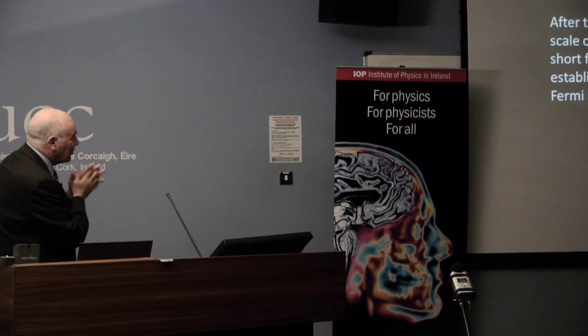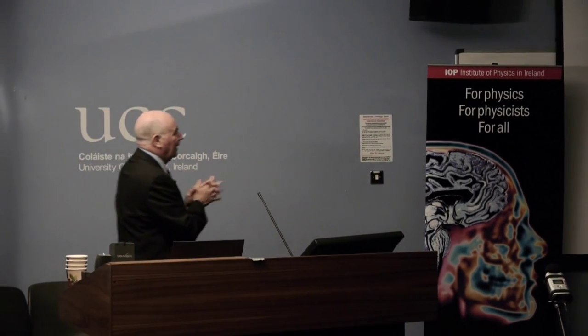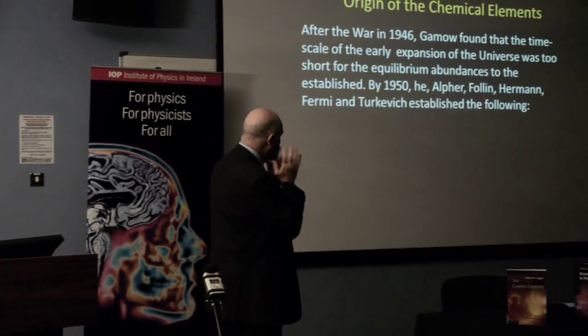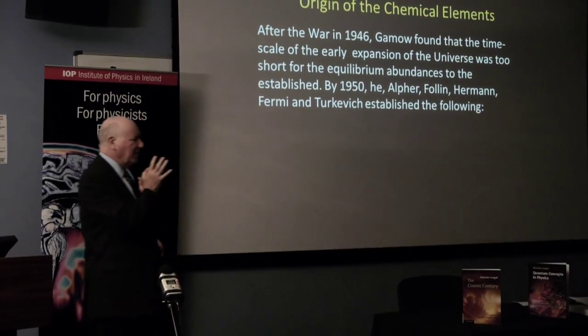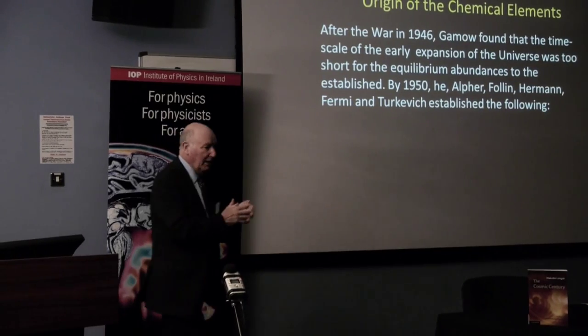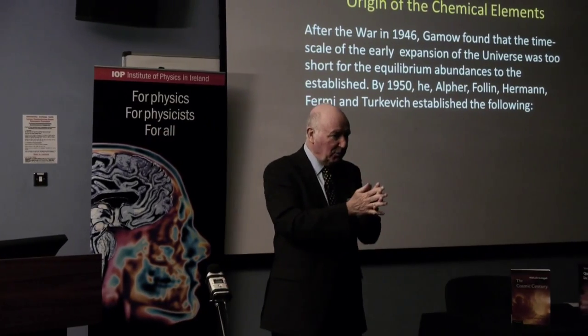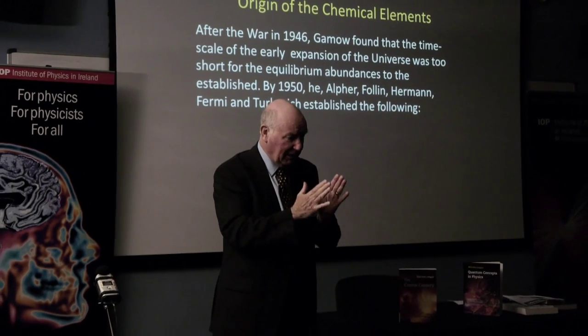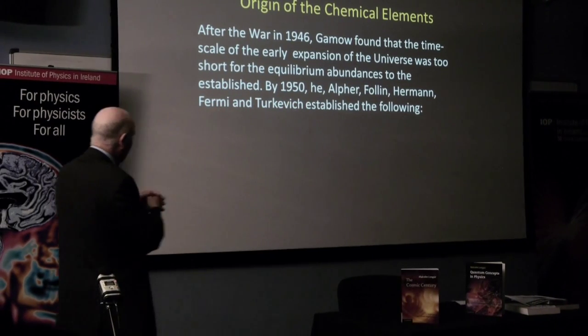Now, after the war, George Gamow found that the timescale for the early expansion of the universe was far too short for the equilibrium abundances of the elements to be set up. In other words, if you take the standard world models, they expand very, very rapidly, and you would never actually set up an equilibrium distribution of the elements.